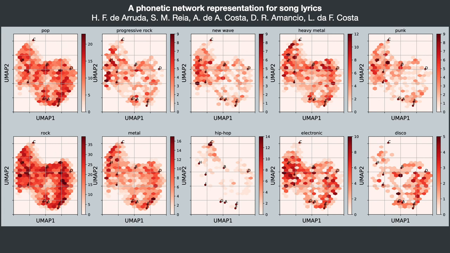But we found that you can interpret it as a map of features that we extracted from these networks, and they activate different regions depending on the genre. For instance, hip hop occupies a very specific, small portion of this space, while others are more broad, or activate specific regions.